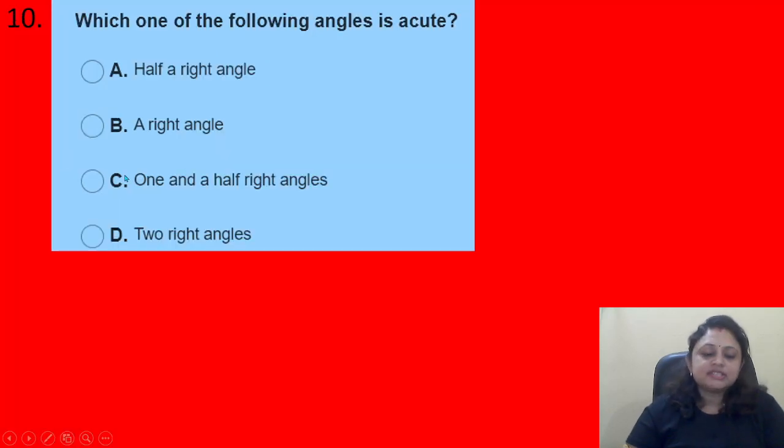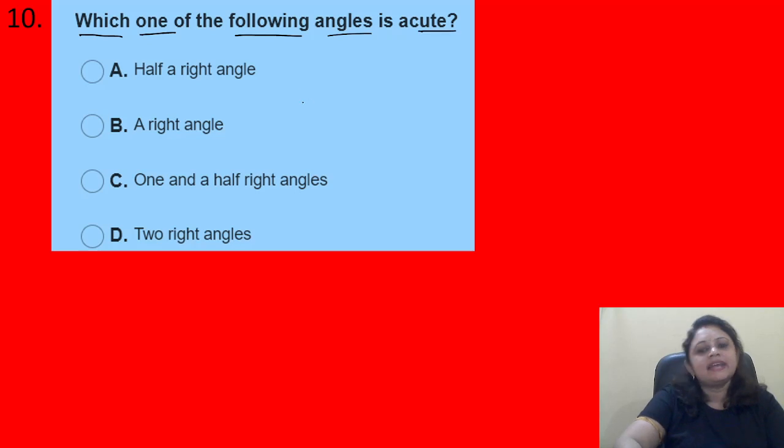Coming to the next question, which one of the following angles is acute? Option A, half a right angle, B, a right angle, C, 1.5 right angles, D, 2 right angles. In the question it is asked which one of the following angles is acute, that is less than 90 degree. So half a right angle, you know right angle, that is 90 degree. Half a right angle, that will be 45 degree.